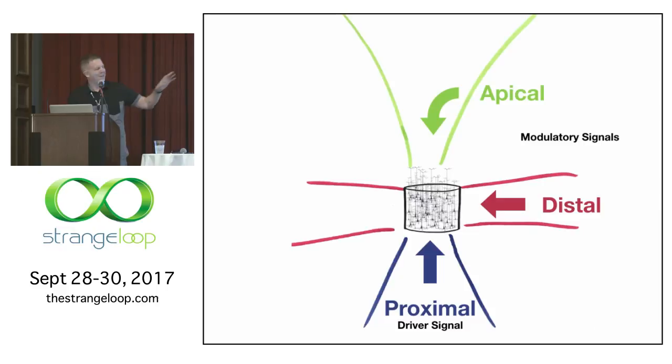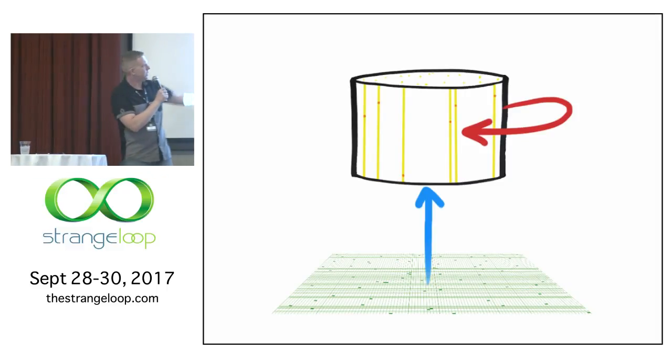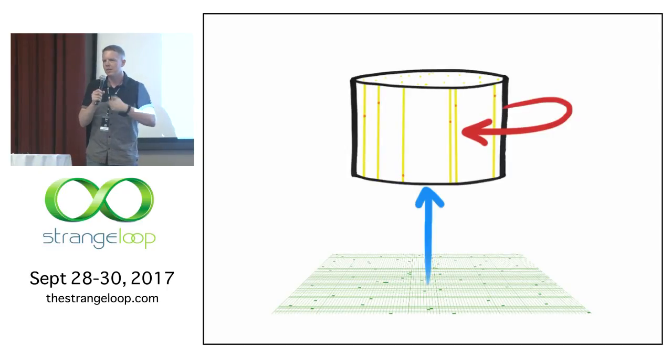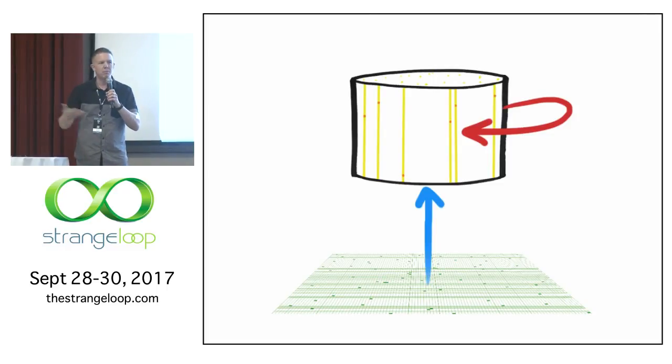You might be wondering, you said that the distal signal came from somewhere else, but in this example we had all the input coming proximally, and we were feeding the distal input back into ourselves. We weren't getting it from somewhere else, from some other layer or some other part of the cortex. Like I said, that's what provides the temporal context for the layer, because you're using yourself as your context, as your reference.